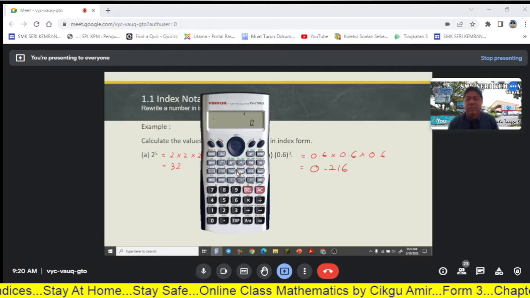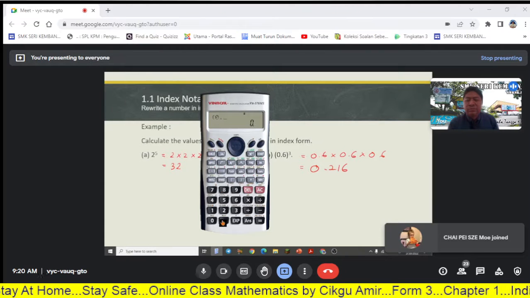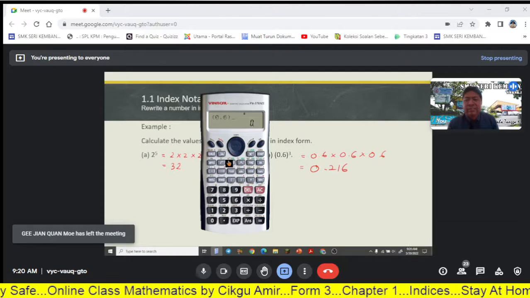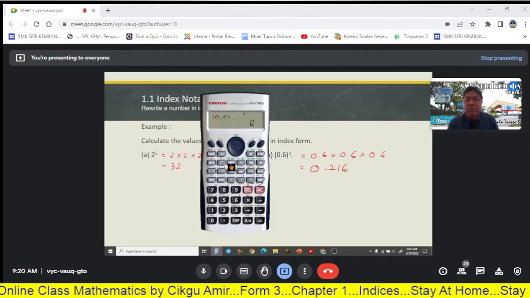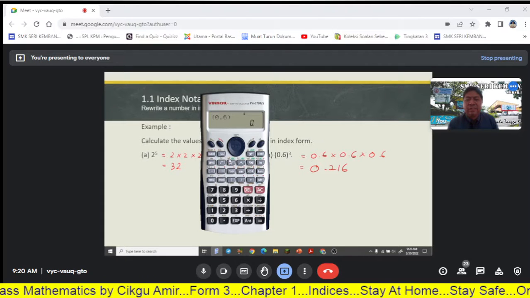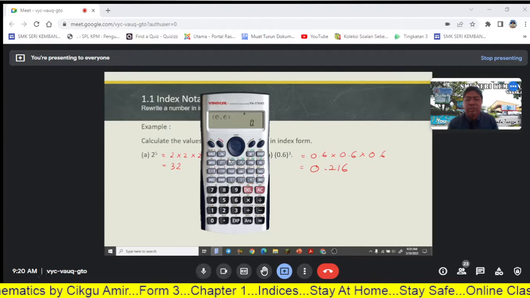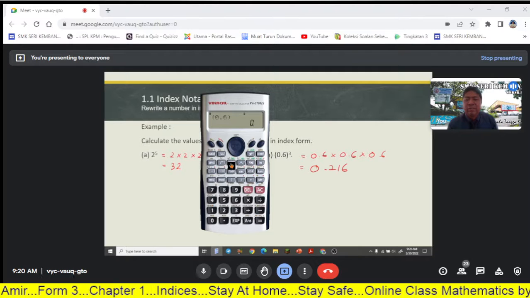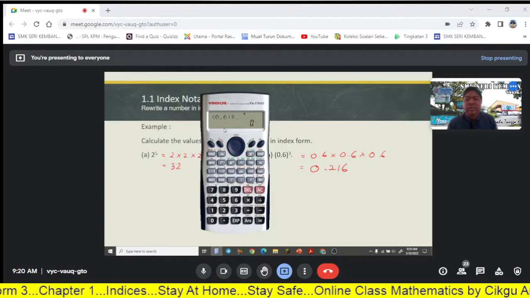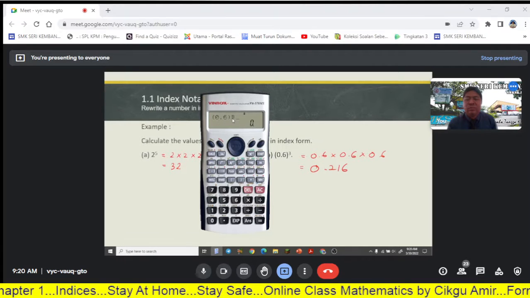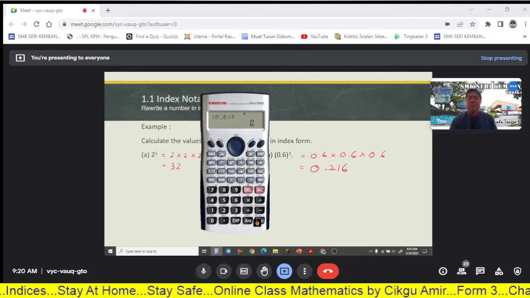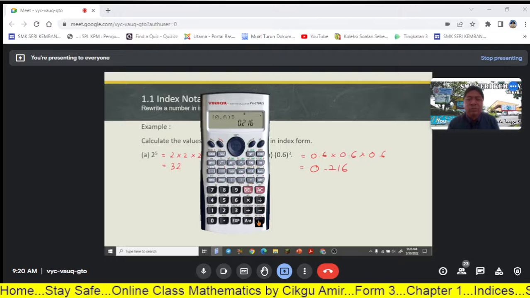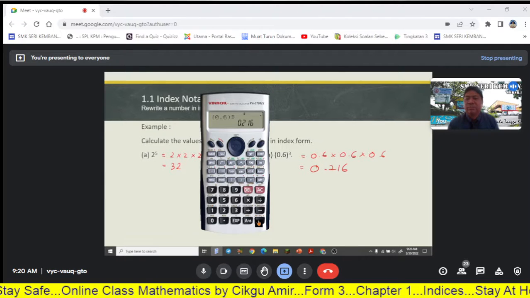Second one, you can use the symbol of x cubed. You see x to the power of 2, and above x squared there is x cubed. So press shift to take this and press x cubed. So you have 0.6 to the power of 3, and press equal. The answer is 0.216.